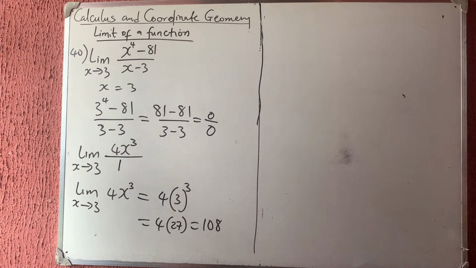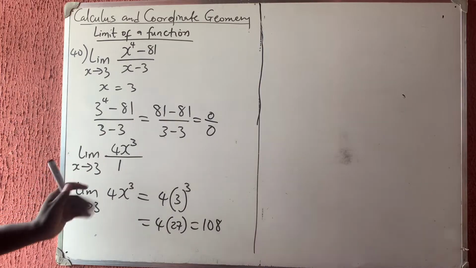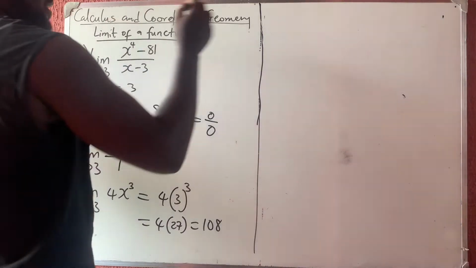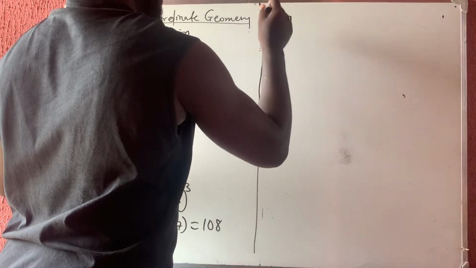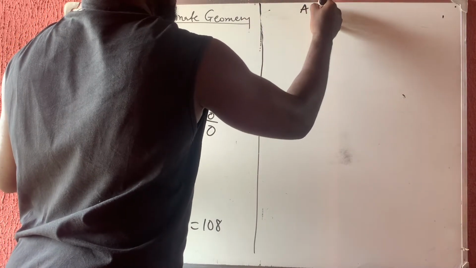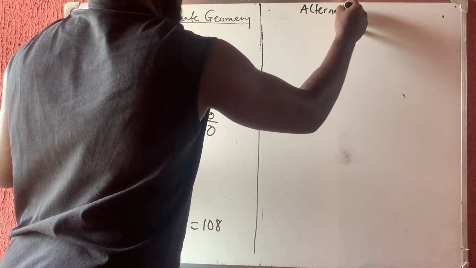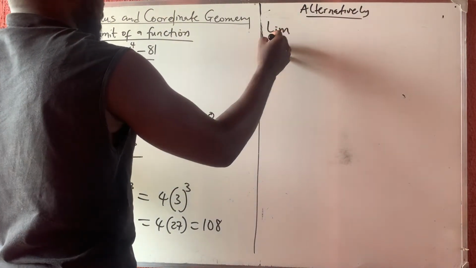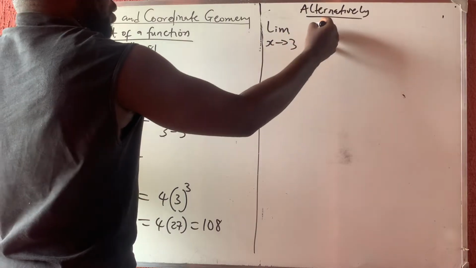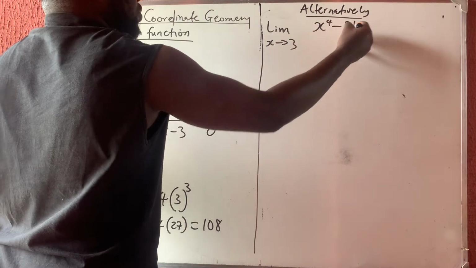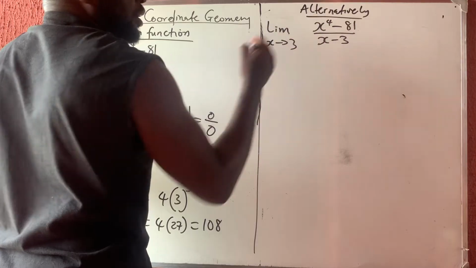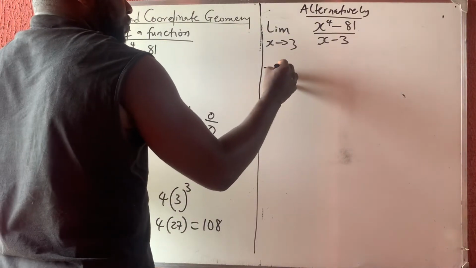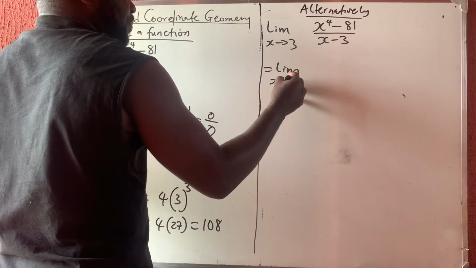Now this is the first method and the easiest method you can use. Let me show you the second method in case you want to use it, but it doesn't really work out all the time anyway, while this first one is the perfect one that works out all the time. So alternatively, I'll have the limit as x approaches 3 of x raised to power 4 minus 81 all over x minus 3, which is equal to the limit as x approaches 3.